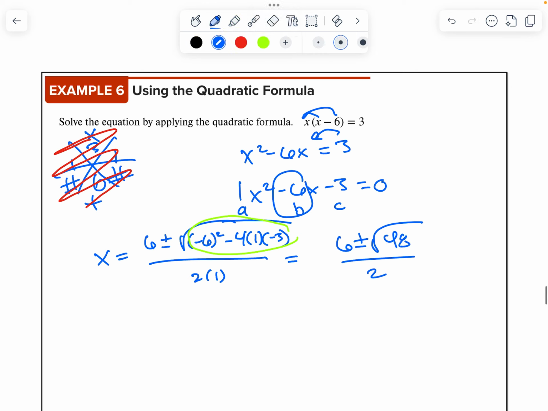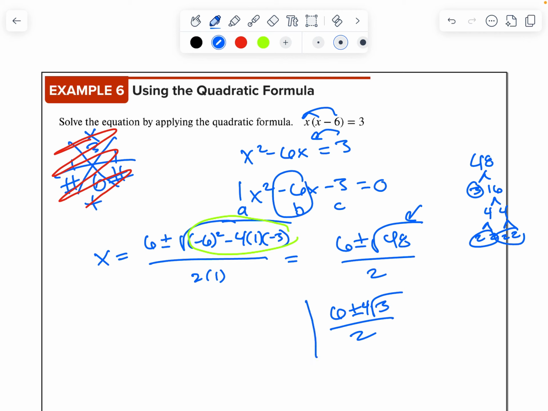All right, the next thing we need to do is take this 48 and try and simplify it. So 48, I can break it down into 3 and 16. 16 is 4 and 4. 4 is 2 and 2. You've got buddies, buddies, and he has to stay inside. So there'd be 6 plus or minus 4 square root of 3, over 2.